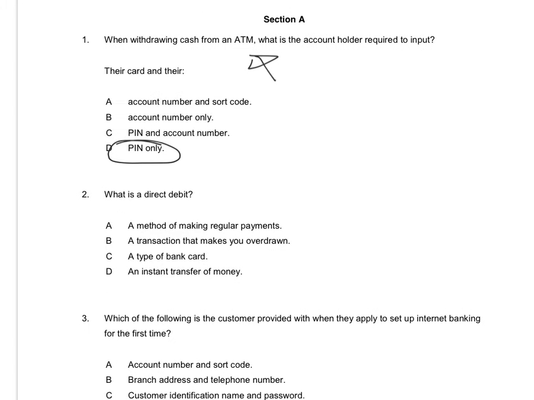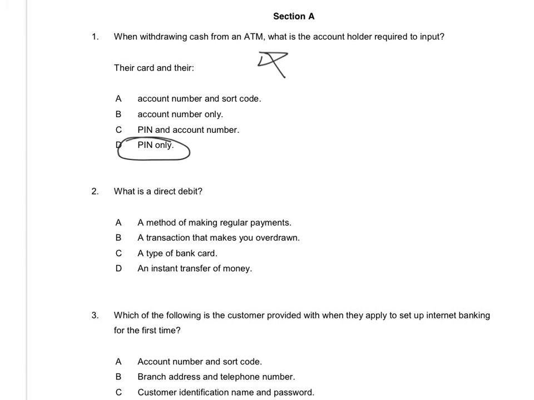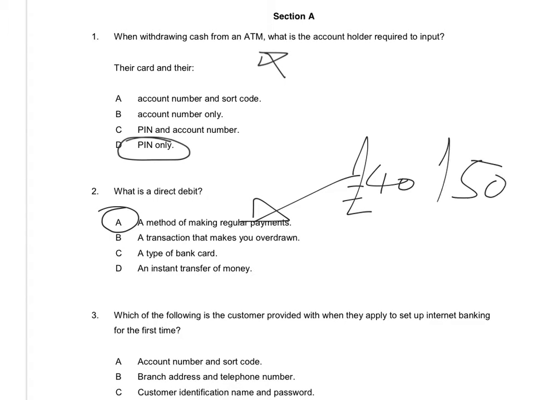Next one, what is a direct debit? Now, a direct debit is when I need to pay for something every month, and the company can actually take the money out of my bank and put it into their bank, right? And the best way of saying it is a method of making regular payments. So it's A, right? One month it might be £40, the next month it might be 50, like on my phone bill, depending on how much I spend, and they can just take that money out of my bank.